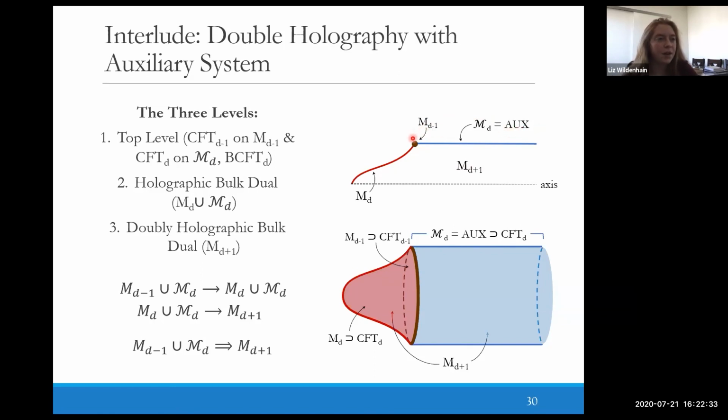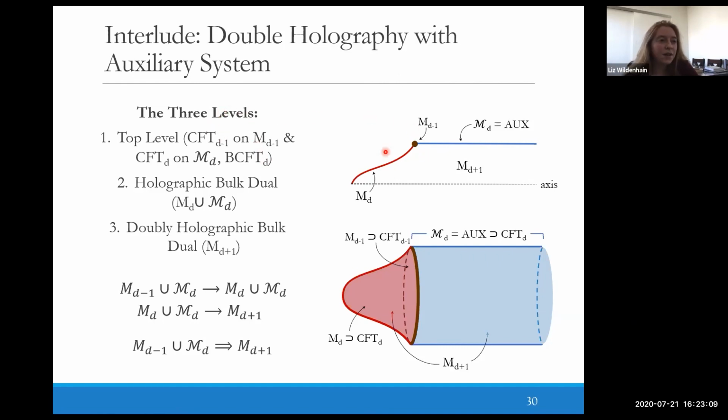So in this picture, the top level is this CFT D minus one defined on M D minus one, which is the brown dot. And then we've attached an auxiliary system in D dimensions represented by this blue line, or in the three-dimensional picture, the top level is the brown circle attached to the blue cylinder. And this combined system makes up a boundary CFT, which you may remember from the very beginning when I first introduced the standard holographic dualities.